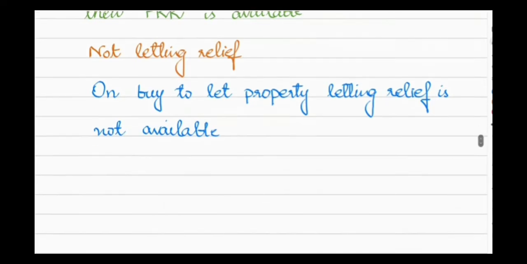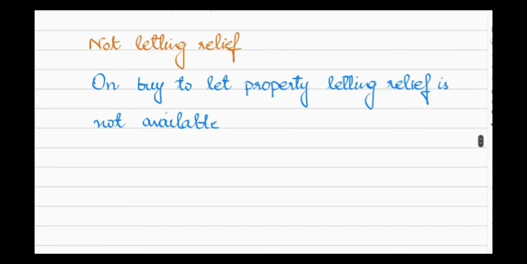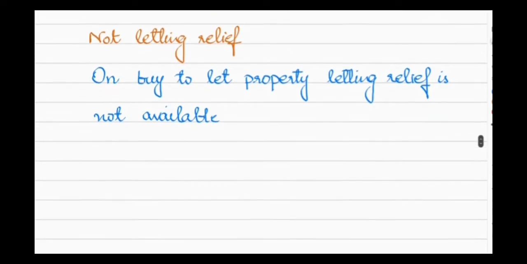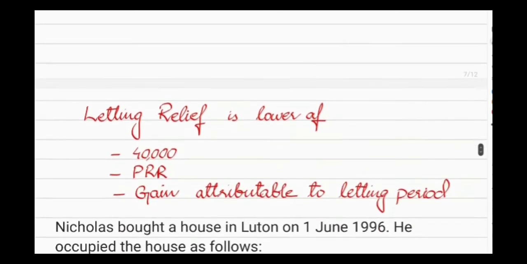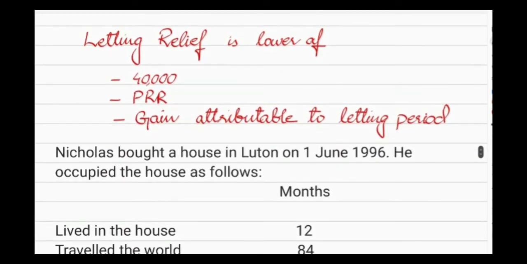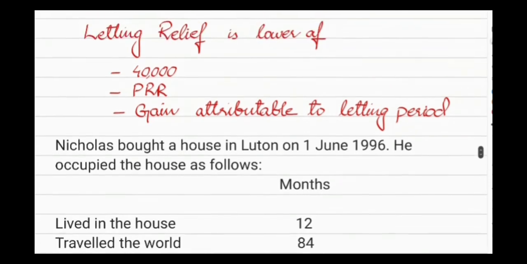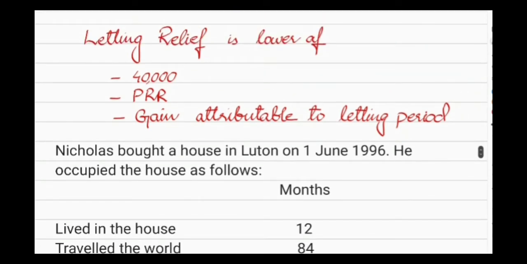On buy to let property, letting relief is not available. That means for property purchased with an intention to let out, there is no letting relief. Letting relief is the lowest of three amounts: £40,000, PRR calculated in accordance with the PRR rule, and the gain attributable to the letting period. Whichever is less is the letting relief, and the gain attributable to the letting period is calculated in the same way as the PRR.